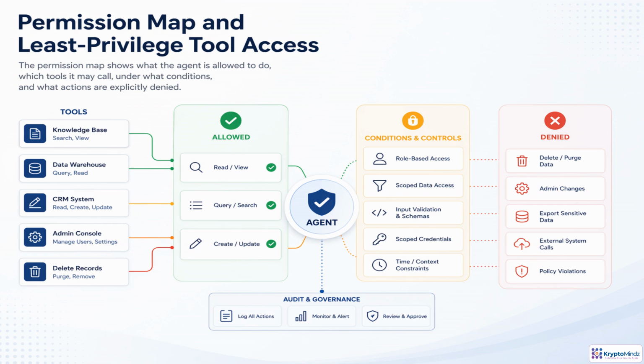A permission map makes tool access explicit. The agent should receive only the operations required for its task, not broad access because it is convenient. Separate read-only actions from write, administrative, and destructive actions because each carries a different level of risk. For conditional access, constrain inputs with schemas, allow lists, scoped credentials, and context rules. Also document what is denied, such as deletion, sensitive exports, or policy bypasses, and when escalation is required. This makes least privilege auditable, enforceable, and easier to review.